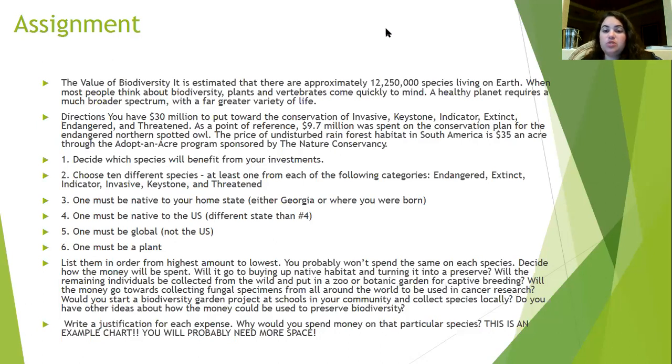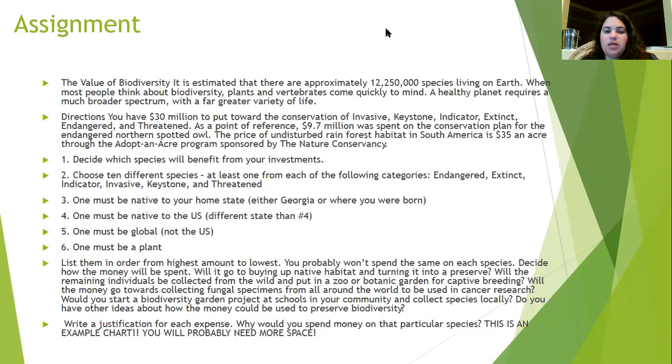You're probably not going to spend the same amount of money on all species, so decide how much money will be spent on each one of your species. Remember, you have 10 and you have $30 million, so you're going to allocate those $30 million to those 10 species. So you have to think about this.